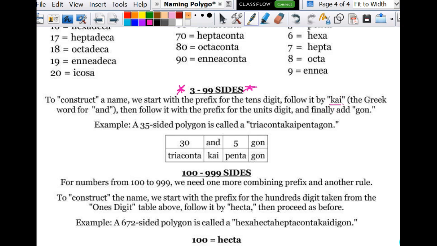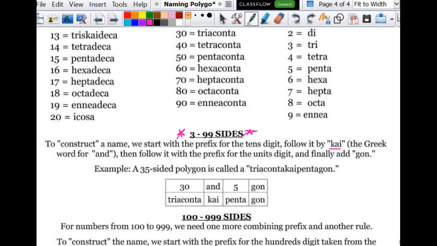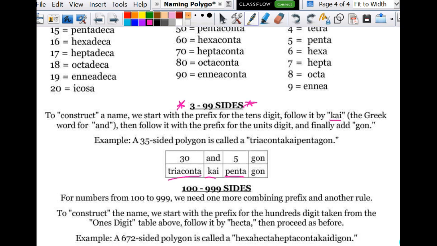units digits. So a 35-sided polygon. When you look up here, 30 is triconta, that's where this comes from. Chi is the and, penta is 5. So a 35-sided polygon is a triconta chi pentagon. And if you just break it apart, that tells you exactly what it all means. The names are long and kind of crazy, but if you look at the pieces, it should make sense.